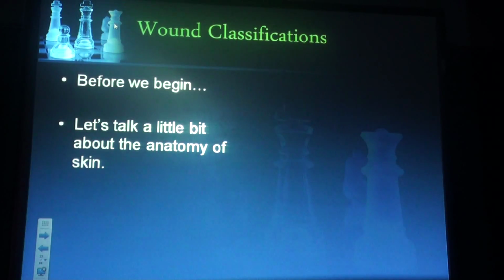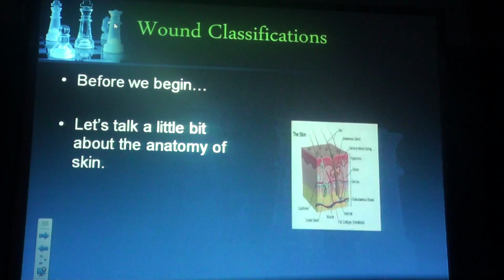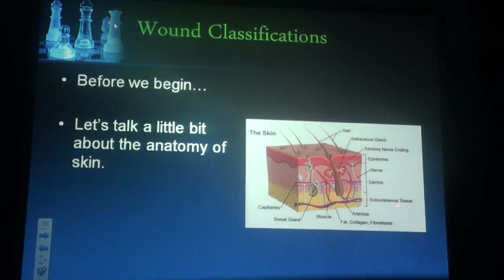Now let's also talk about wound classification while we're here. Let's talk a little bit about the anatomy of the skin. Right here you have the skin. What you can see on the surface is basically you're going to see the outer skin layer, which is the epidermis, or the top layer of the epidermis, and you're going to see the hair coming out. And you might even see some sweat glands coming out at the top. You'll see the top of them.